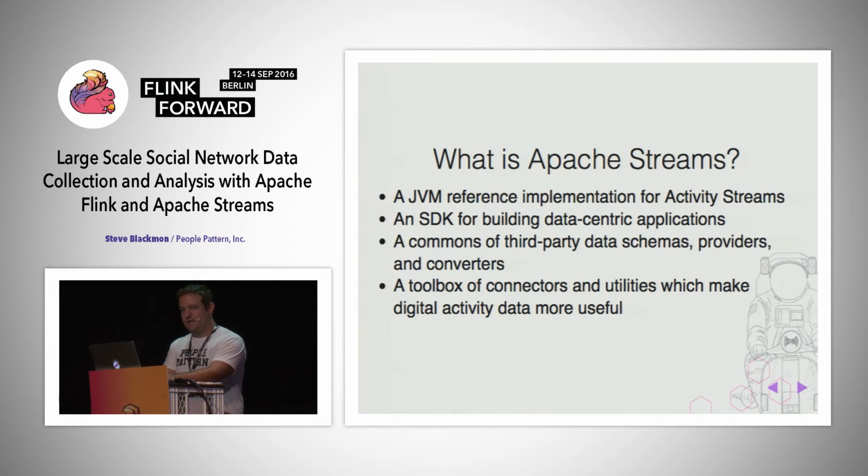So what actually does Apache Streams contain right now? I kind of describe it sometimes as a JVM reference implementation for activity streams and as an SDK for building data-centric applications. Some of this stuff is kind of hard to go through in a presentation, but it contains different modules for different networks like Twitter and Instagram and Google+ to let you bring data in, to convert it from its proprietary format into its normalized format, and then to run other sorts of transformation on it, and then to put it into different data repositories.